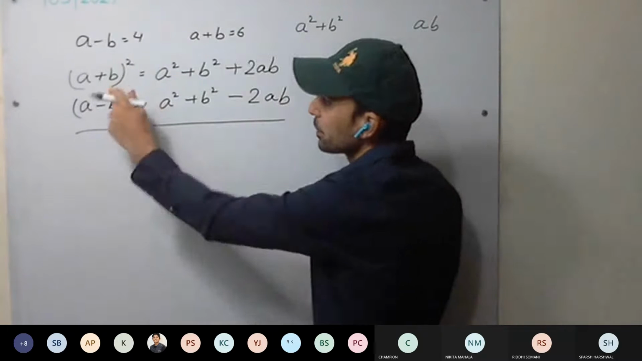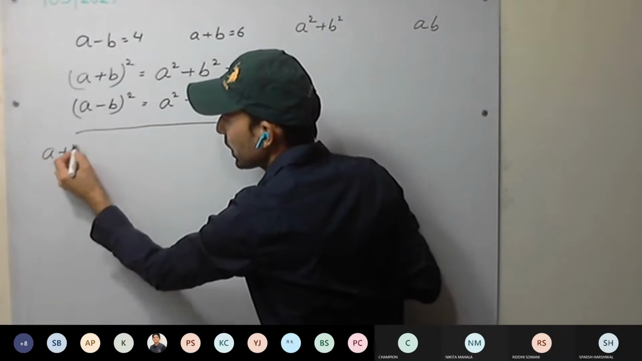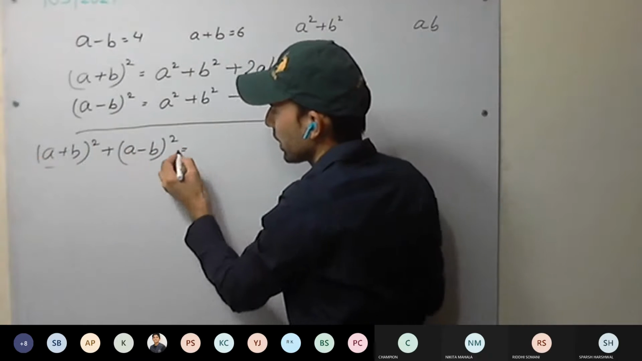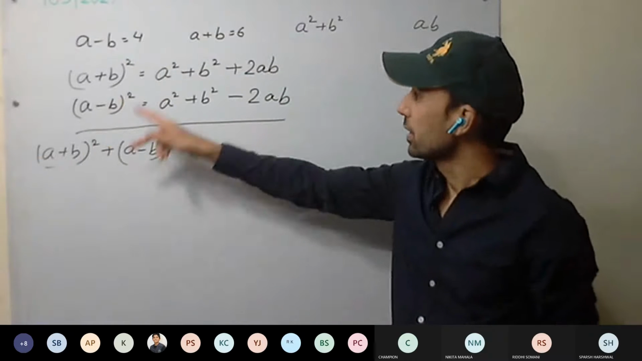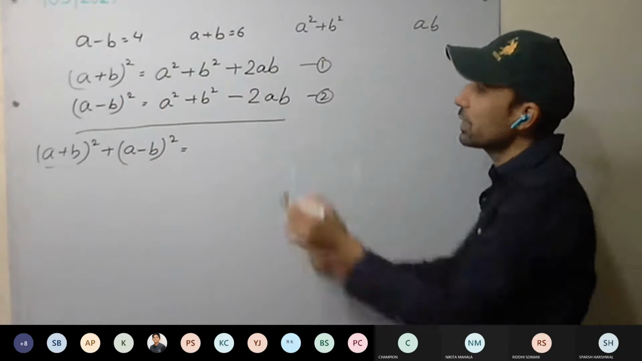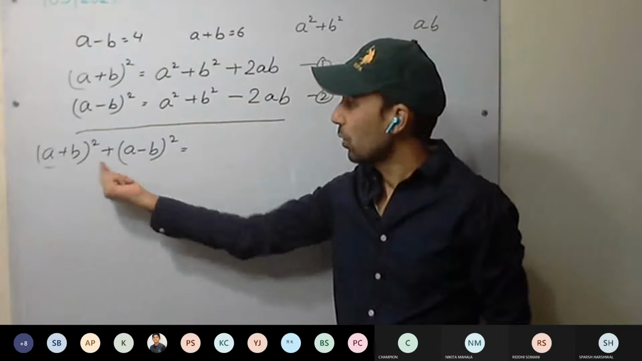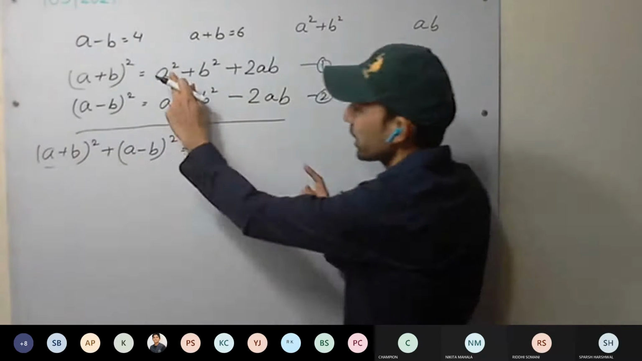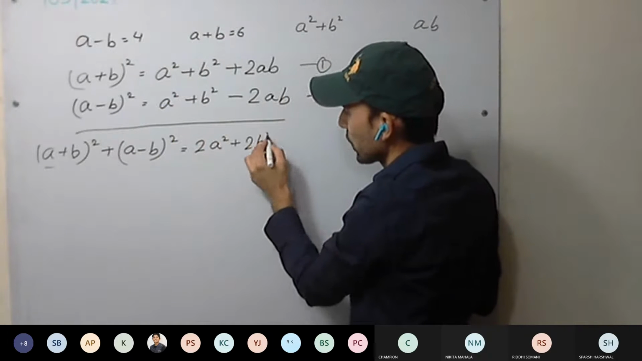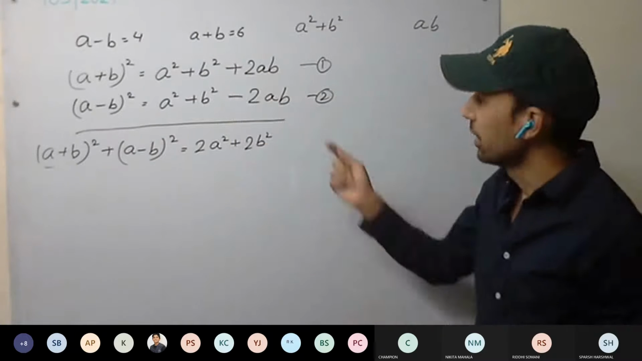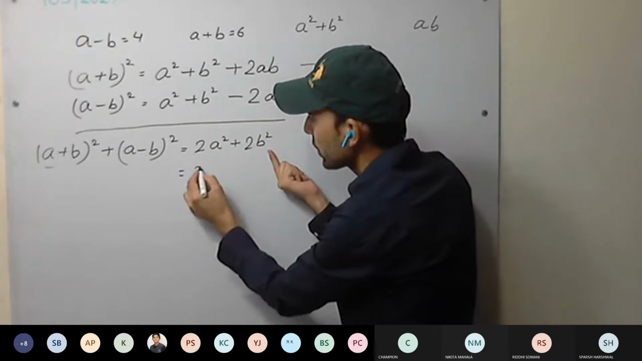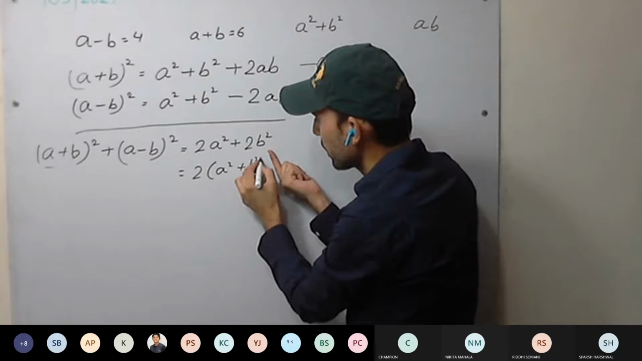We are adding them. So on the left hand side, we are getting a plus b the whole square plus a minus b the whole square. Have you understood this one? We are adding these two equations, equation first and second, or we can say these two identities. A plus b the whole square plus a minus b the whole square, how much are we getting? A square plus a square, 2a square plus 2b square. And these get cancelled: plus 2ab minus 2ab, 0. And how much is it? 2 into a square plus b square.